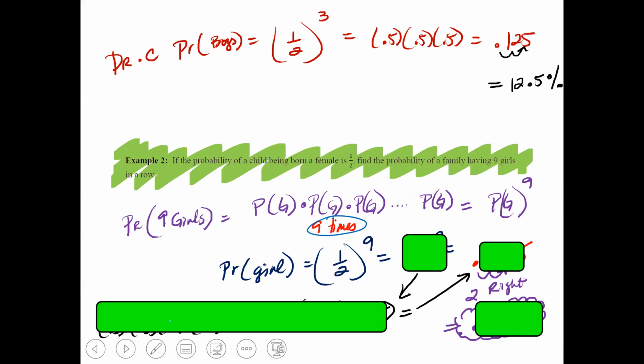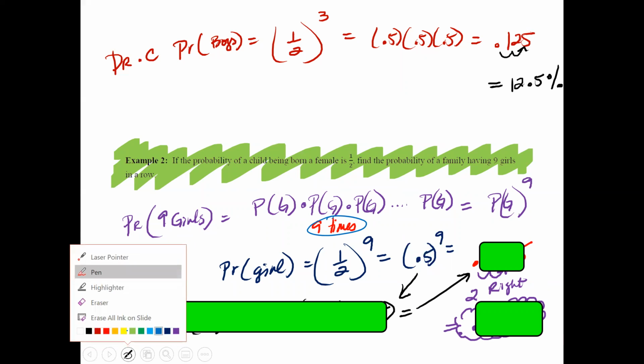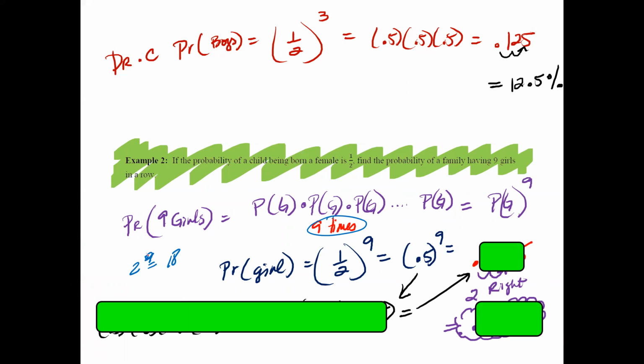So 1 times 1 times 1, 9 times, is still 1, but what is 2 times 2 times 2 times 2, 9 times? A lot of people say, oh, it's going to be 18. And guess what? That's really not correct. The reason is that you're not looking at 2 times 9. You're looking at 2 times 2 times 2, 9 times, which actually is a pretty big number.